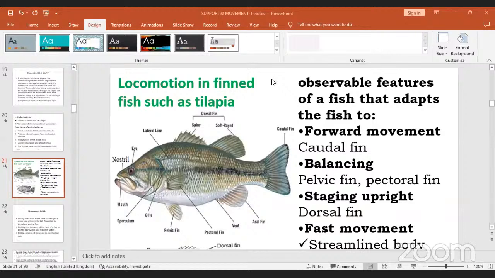And then after looking at the external structure, we look at the various ways in which the fish moves, the various movements that the fish undertakes. And then after that, we'll talk about how the various parts of the fish adapt it to movement. So I want us to know the external structure and the functions of the various parts, and then the various movements.